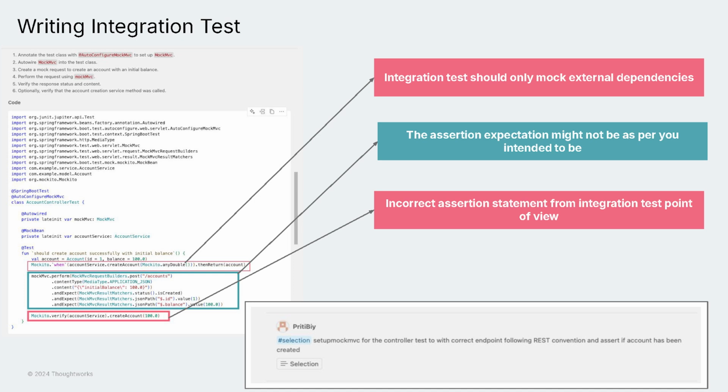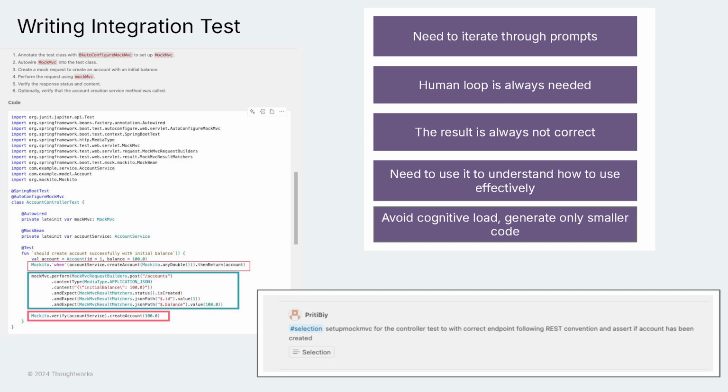Because I didn't give the complete context. It cannot read my mind that, hey, it has to use account repository. How would it know? Because there was nothing in my repository. And then I gave the correct prompt.